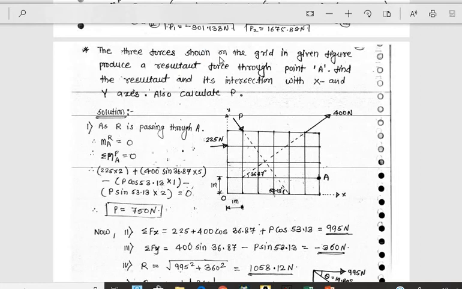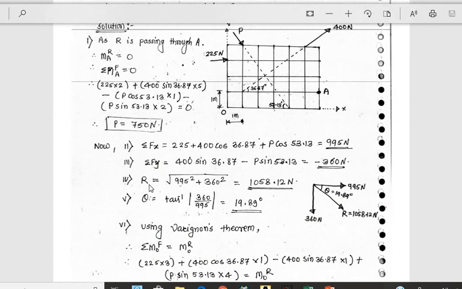The three forces shown on the rigid grid are as shown in the figure. They produce a resultant force through point A. Find the resultant and its intersection with the x and y axis. Also calculate P. As resultant R is passing through A, summation of moment of resultant at A is equal to 0. Therefore, summation of moment of all forces at A is equal to 0. Now take moments of all the forces about A. So it will give you P. P is equal to 750 Newton.